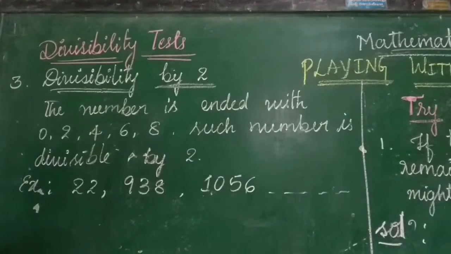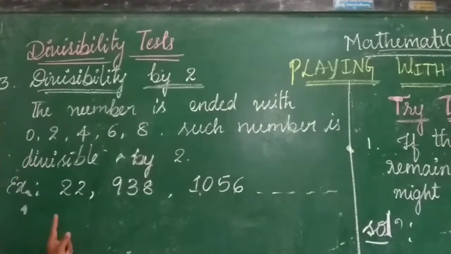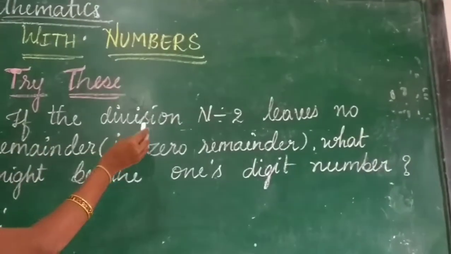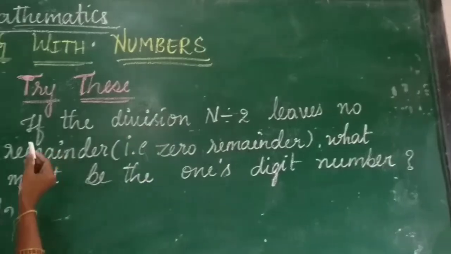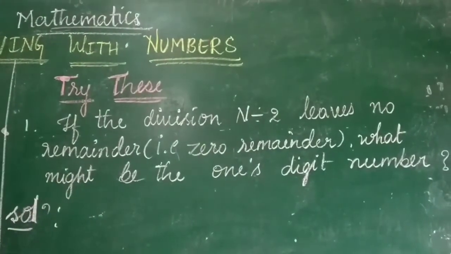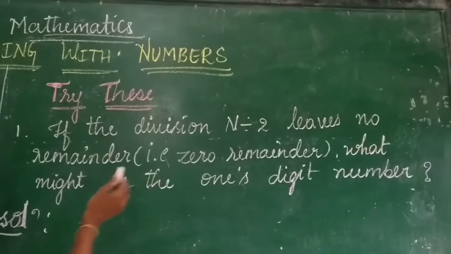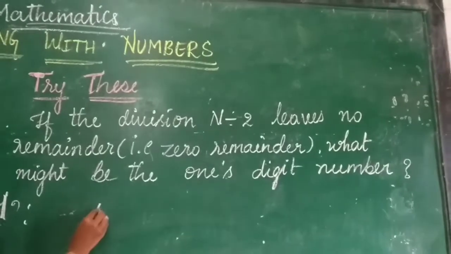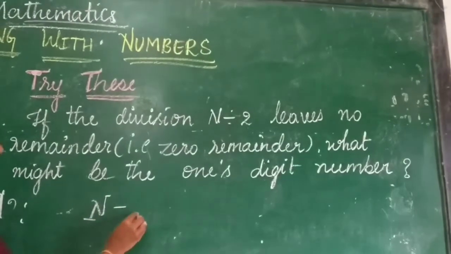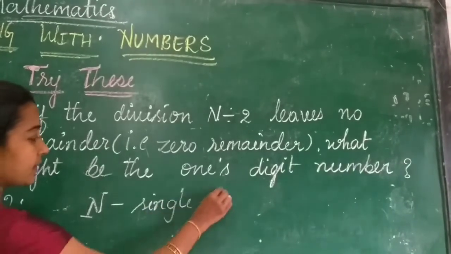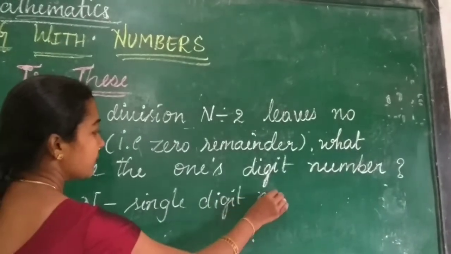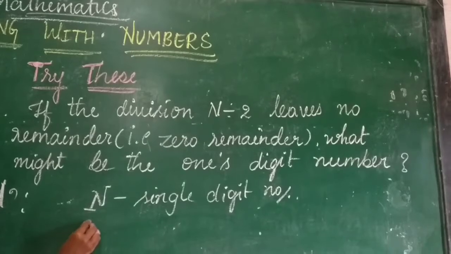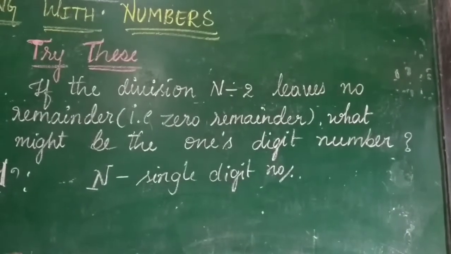Now let us do some problems based on the divisibility test by 2. Children, look here. If the division n divided by 2 leaves no remainder, that means 0 remainder is coming, what might be the ones digit? Here, now let us choose the number n. n is a single digit number. And according to the divisibility by 2 rule, the number ends with 0, 2, 4, 6, 8.